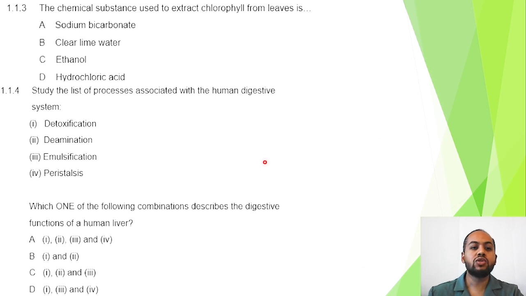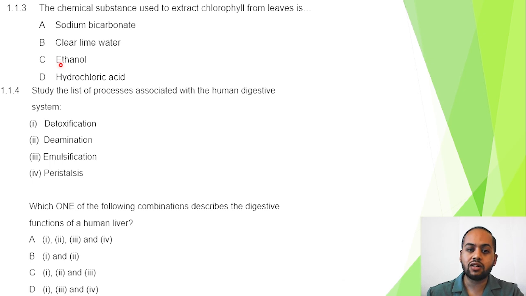The chemical substance used to extract chlorophyll from leaves. Sodium bicarbonate. Now, what is sodium bicarbonate used for? Sodium bicarbonate is going to be used in an experiment to help to add carbon dioxide to the specific experiment. Clear lime water. When did we speak about clear lime water? Clear lime water was spoken of when we looked at an experiment to check if carbon dioxide is released as a byproduct of cellular respiration. Therefore, we can conclude that neither of these two options, option A or option B, could possibly be correct.